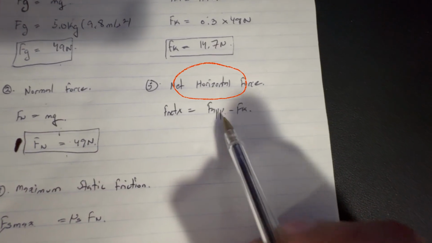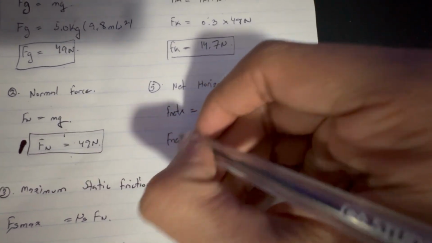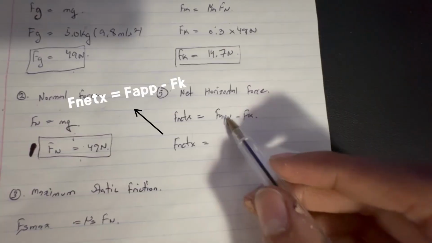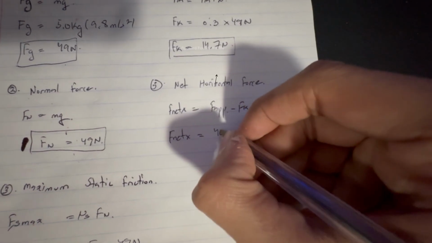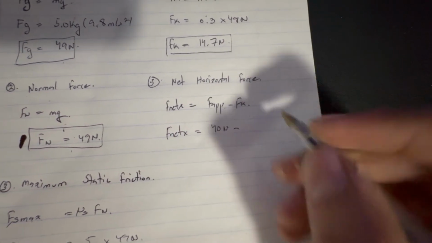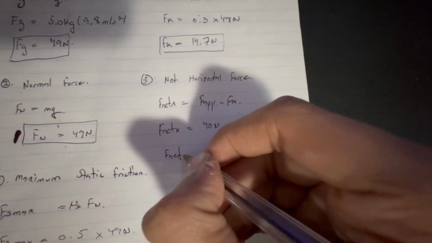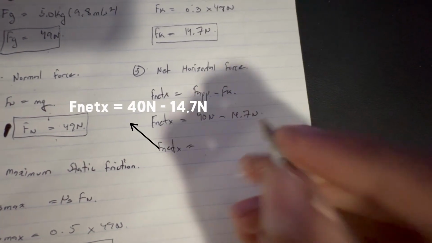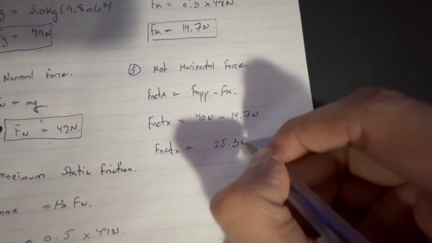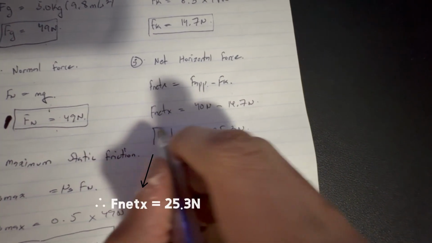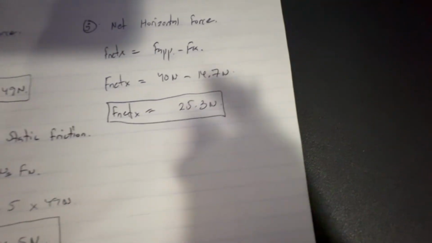Fifth, we have the net horizontal force, which is equal to F applied minus Fk, where F applied is 40 newtons and Fk is 14.7 newtons. Solving for F net x, we take the difference of the two. 40 newtons minus 14.7 newtons gives me the final answer of 25.3 newtons.